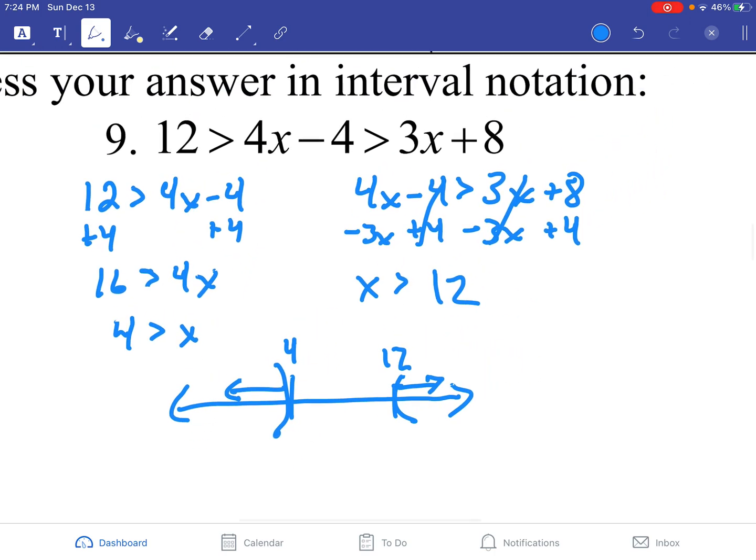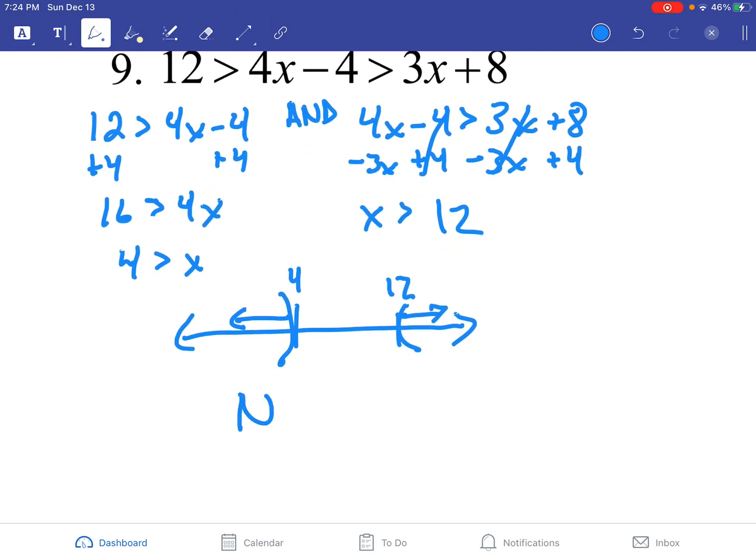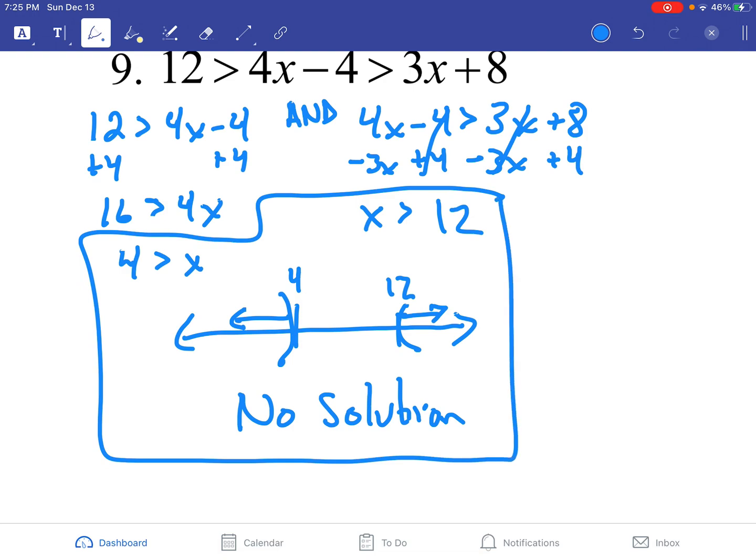All right, but here's an issue. A compound is an AND equation. This should be an AND. And the way this is shaping up is not an AND, so this would be a no solution. Okay, but you'd still need these 3 pieces.